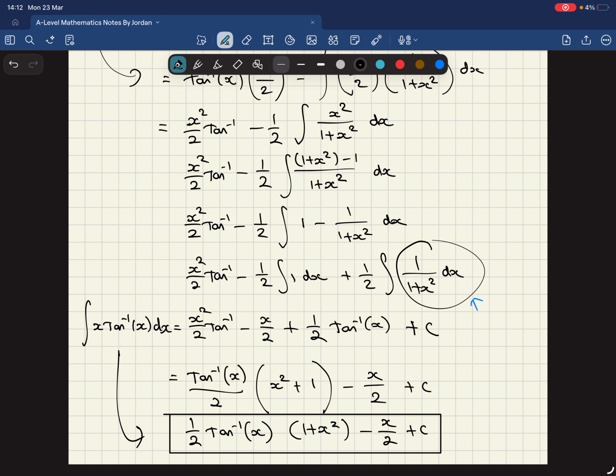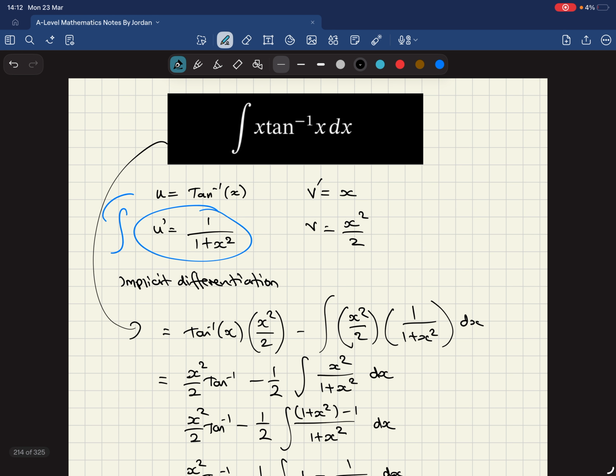Okay. So there you go. There's 4 integrations by parts.